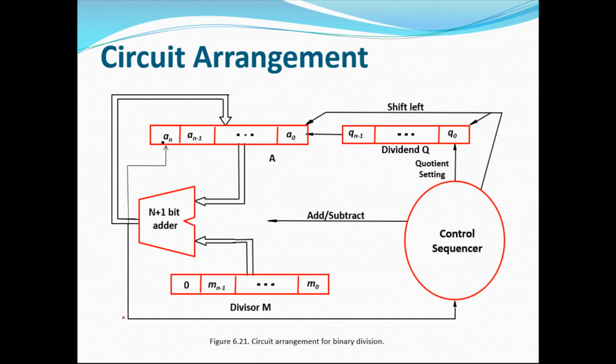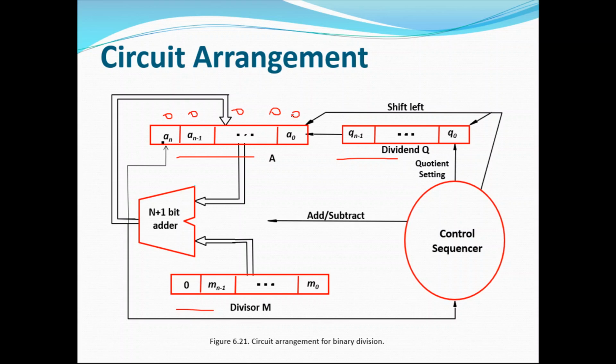This circuit is very similar to the sequential circuit which we discussed for integer multiplication. Everything is the same, only the carry part is not there. Here also we use the registers: register A, Q, and register M. Register M will be holding the divisor initially, and register Q will be holding the dividend. A will be initially cleared to 0.